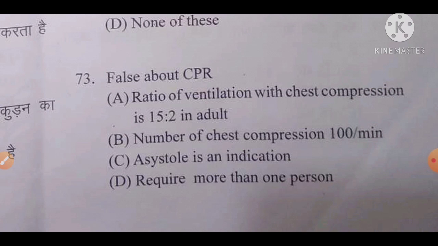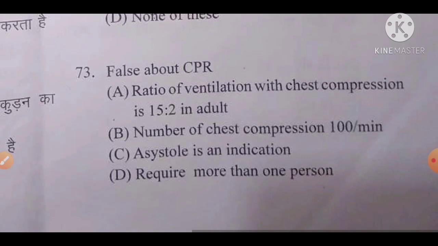Fact available regarding this question, it is CPR, cardiopulmonary resuscitation, is a life-saving technique that is used in many emergencies like heart attack. And the fact regarding this CPR is, in CPR the ratio of ventilation with chest compression is 2:15 in adult. Number of chest compression is 100 per minute. Asystole is an indication of the CPR, and CPR can be done with one person or with two persons. So it requires more than one person.